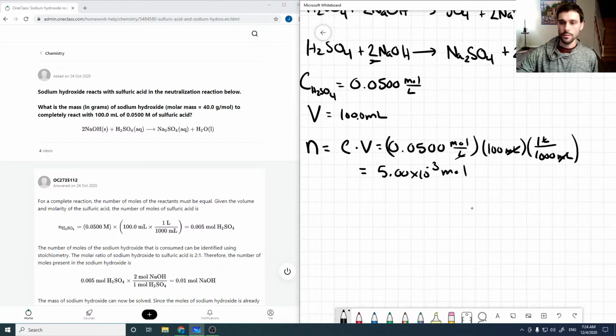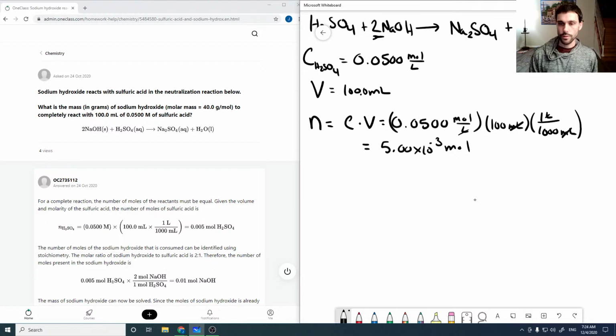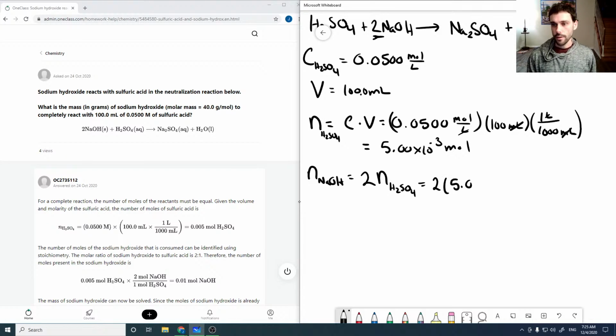So that means that our number of moles of NaOH is twice our number of moles of H2SO4. And I should put H2SO4 here just to remember. So that means it's 2 times this value here, which is 10.0 times 10 to the minus 3 moles, again keeping the 3 significant digits.